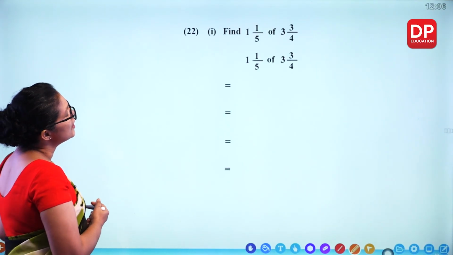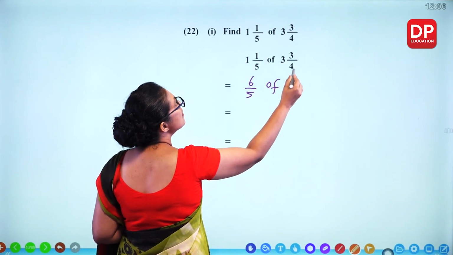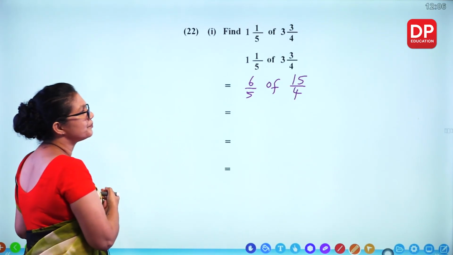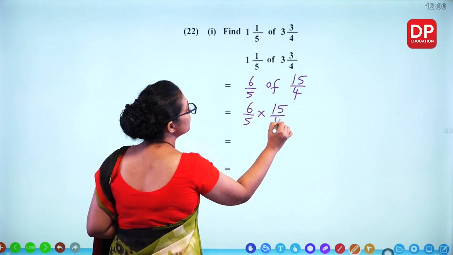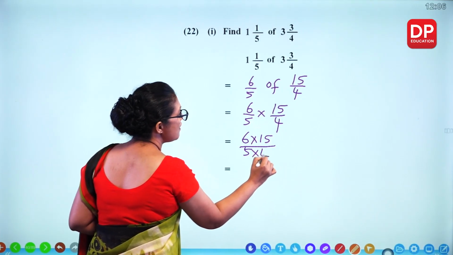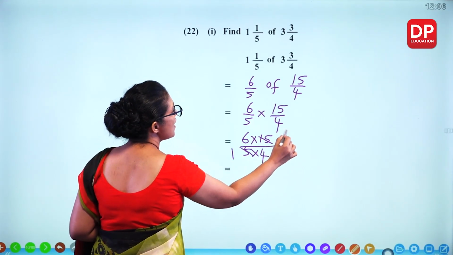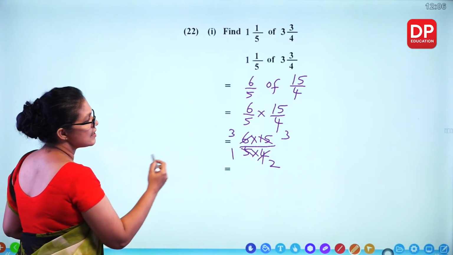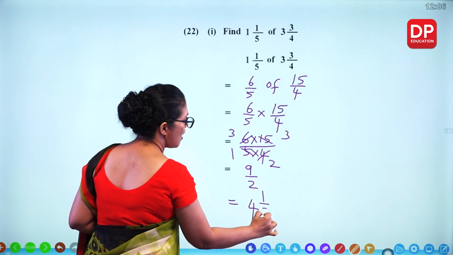This one, convert to improper fractions. 6/5 of 12 plus 3, 15/4. Now of means multiplication. Multiply numerator separately, denominator separately when you get fraction multiplication. Now simplify. 5 times 1, 5 times 3. 2 times 2, 4, 2 times 3, 6. 3 times 3, 9. 9 over 2 is the same as 4 and a half.